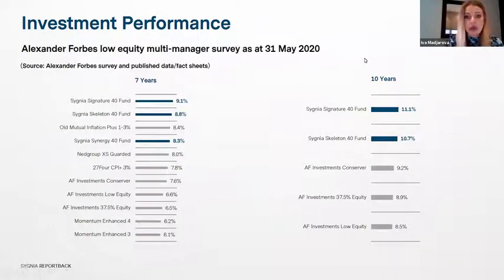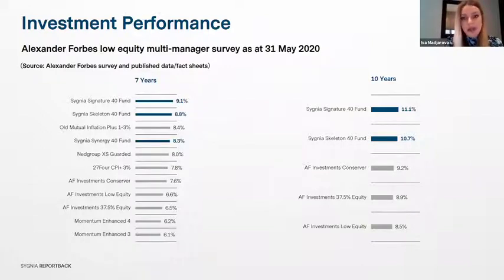What's interesting to note as well is that the longer the track record, the less peers we have in the space. Not everybody has a 7-year and a 10-year track record. That's why if you look at the 10-year numbers over here, you'll see our portfolios have been the top performers over 10 years in this low equity multi-manager category. But there's also less peers in the space.